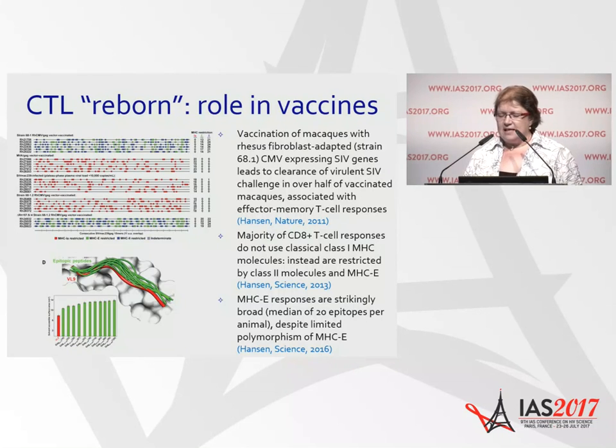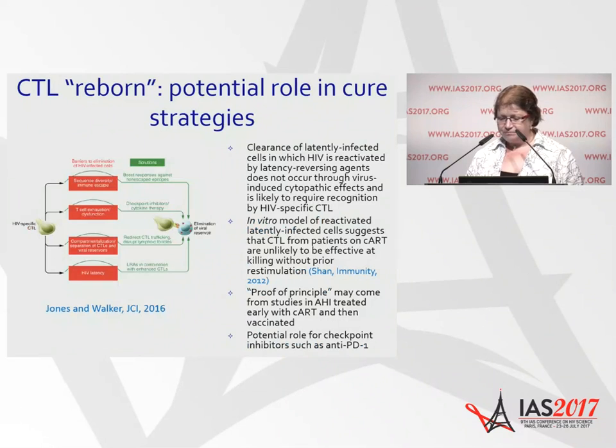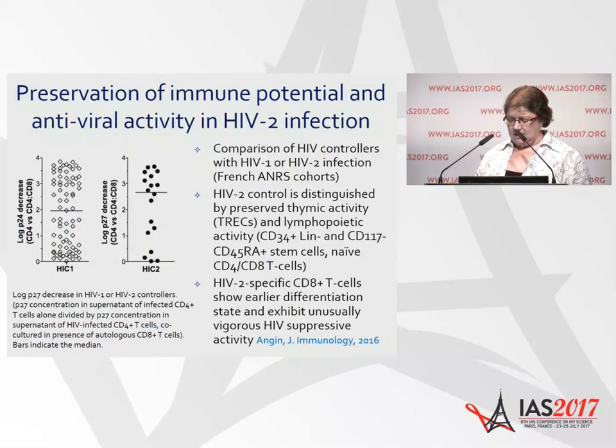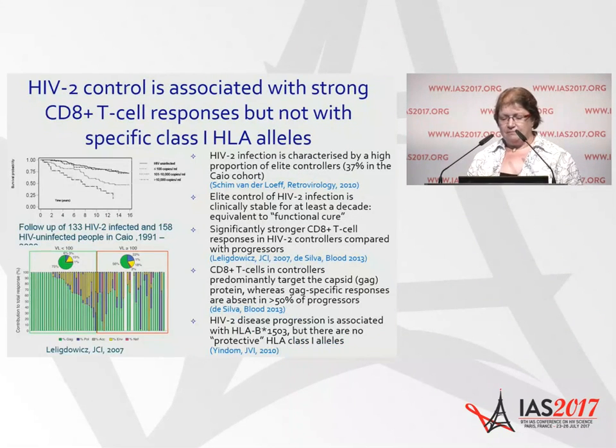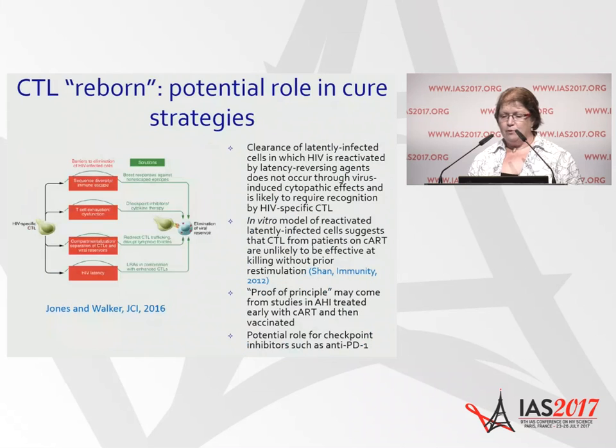And these CD8 T-cells use unusual restriction elements, particularly HLA-E and class 2, and exactly how this happens depends very much on the CMV genes that have been removed from the vector, and it's still not quite clear whether this can be reproduced yet in humans. But again, I think T-cells have been reborn in the cure strategies.